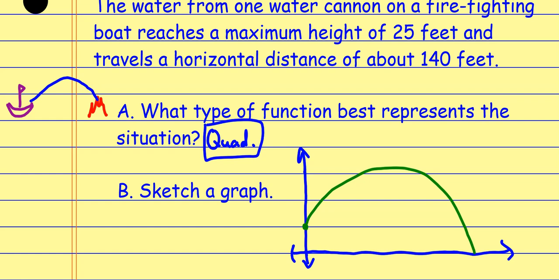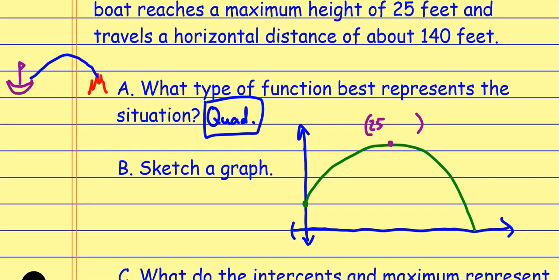It gives me some information here. It says the maximum height is 25 feet, so it's describing the y value at the very tippy top of this thing. Then it says that it travels a horizontal distance of 140 feet, so this is 140 right here, which would be the ordered pair (140, 0). This one over here is an unknown because we don't know what height it starts at, unless you have in-depth knowledge of what one of these boats looks like. That cannon is up in the air somewhere. We just know it's not at 0. We know it's above ground level, or above sea level in this case. And the last piece is the y value for the vertex, which is kind of an unknown but kind of known.